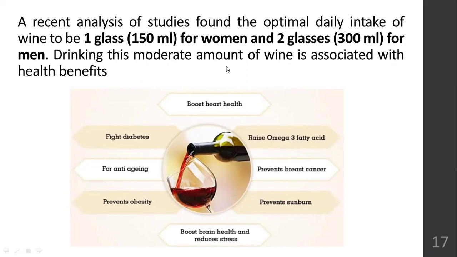Okay, so it boosts your heart health, fights diabetes, raises omega-3 fatty acid in your system, prevents breast cancer, prevents sunburn, boosts your brain health, reduces stress, prevents obesity, fights against aging. These are the claimed benefits, but it's better to completely avoid that. The antioxidants that you get from wine, you can eat red grapes and get it in a better way.